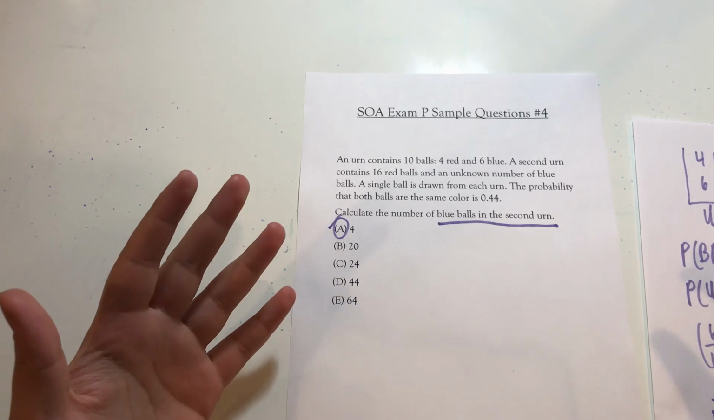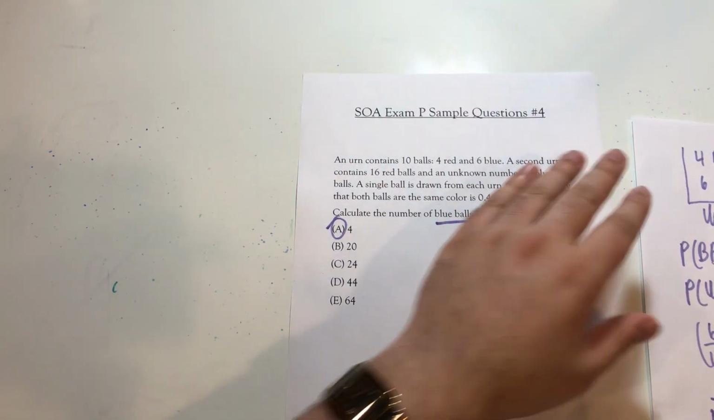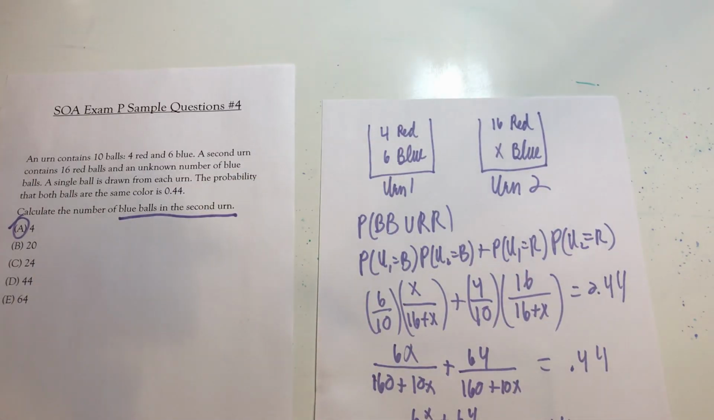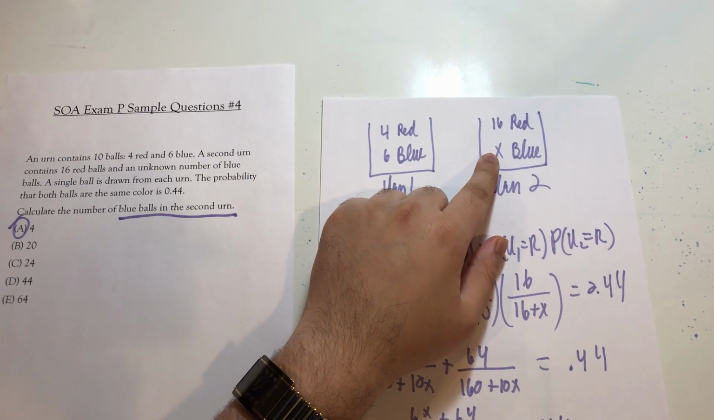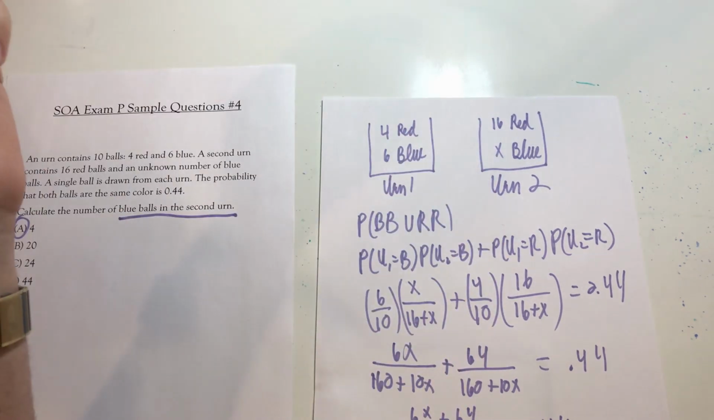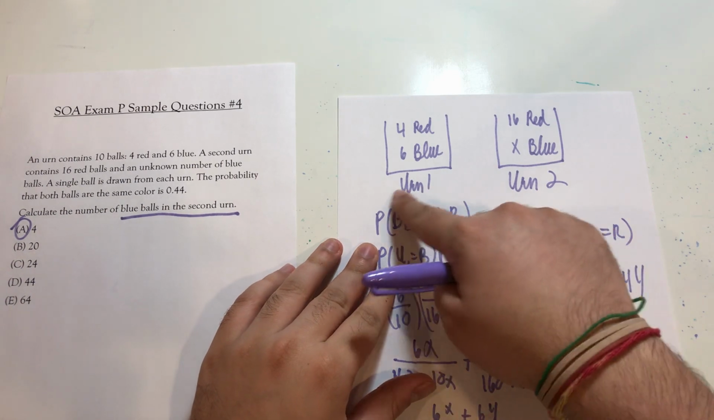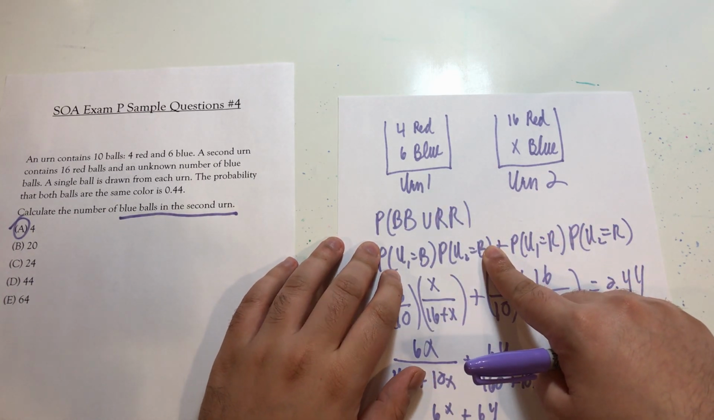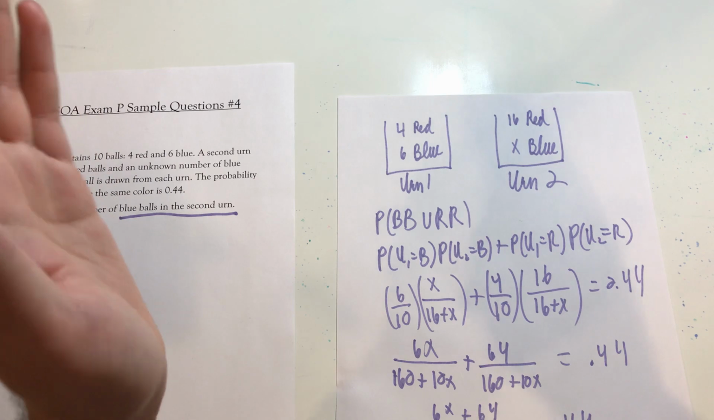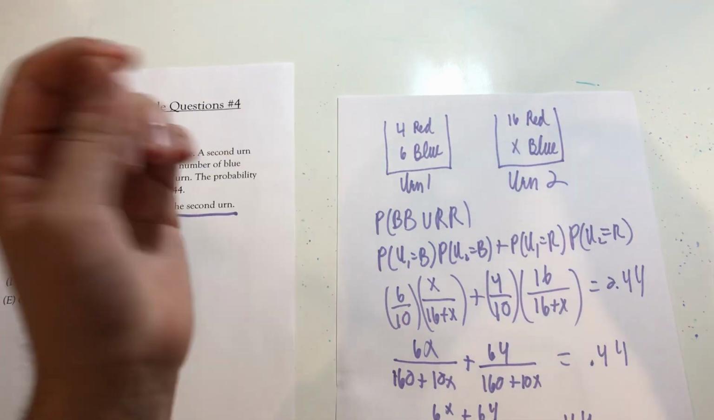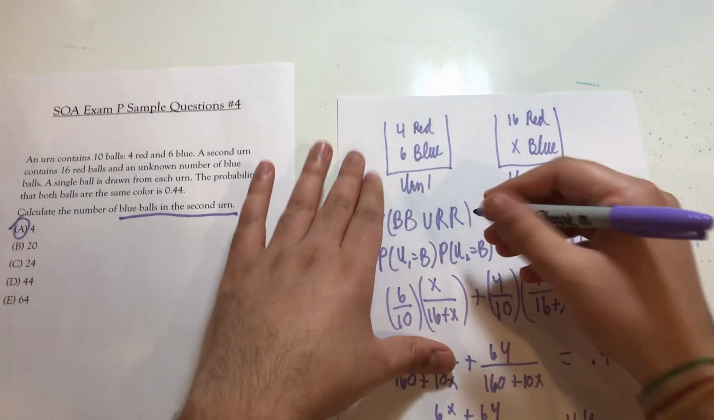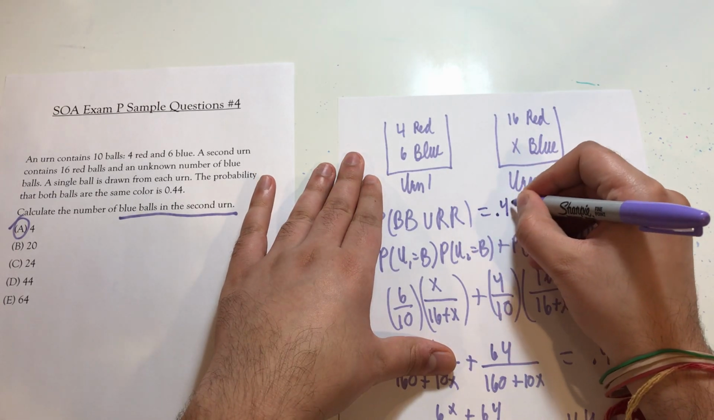Okay, just an overview of the whole problem now. It gave us a bunch of information, and I took all of that and said, okay, all that information is these two pictures. That's it, just these two little, not even full squares with some stuff in them. And then I figured out, what does it want us to figure out? It wants us to figure out this x value. And what does it give us? It gives us that the probability that both are the same, meaning either both draws are blue or both draws are red, is 0.44.